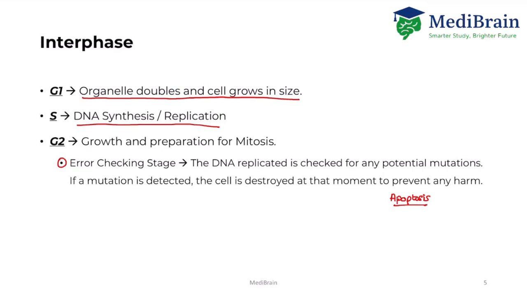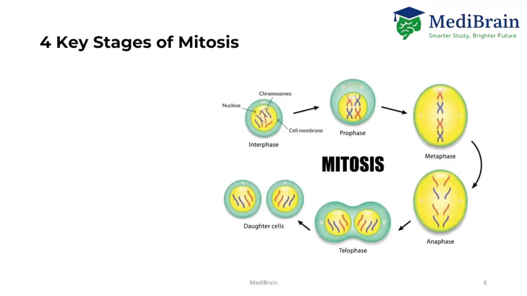Now what we're going to do is move on to the 4 key stages of mitosis. Okay, so remember I said the first stage, we've got interphase, then we've got mitosis, which has 4 stages, and then we end off with cytokinesis. And the 4 stages of mitosis are prophase, metaphase, anaphase, and telophase.